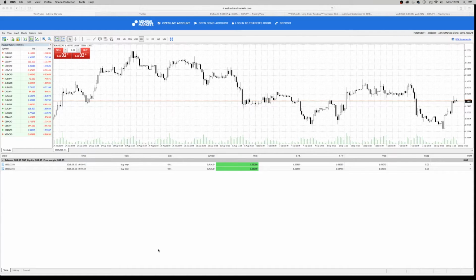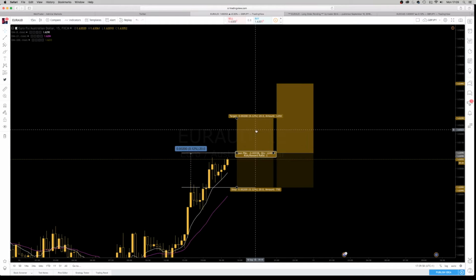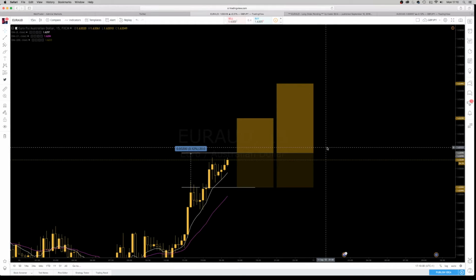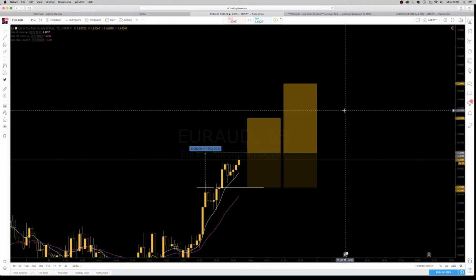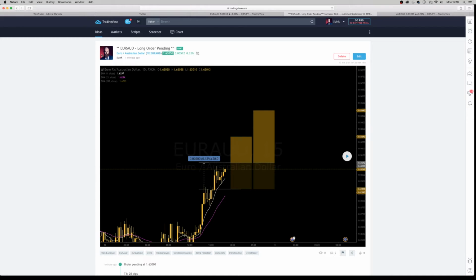So orders have been placed. So the risk we're looking at is 20 pips, 2 to 1 on trade 1, and then 40 pips on trade 2. So I've put that idea up on TradingView.